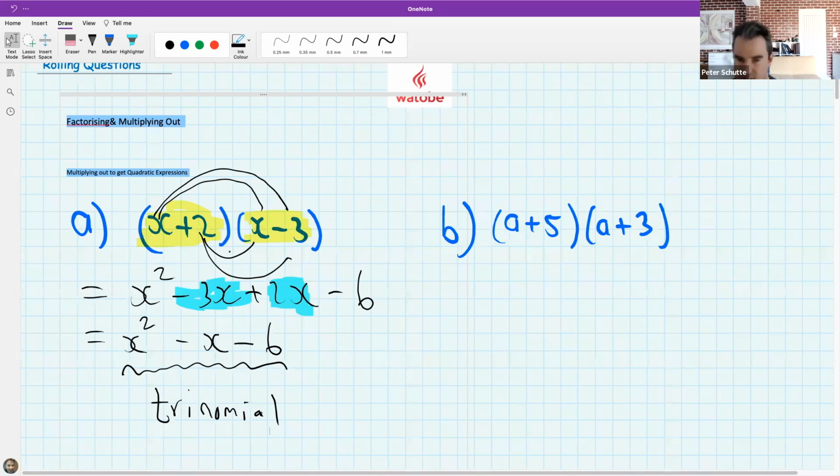Okay, fantastic. Then what I would like you to do is I would like everyone to try and do B. I want you to multiply that out and get me an expression from multiplying out those two binomials. And by binomials, we just mean things that have 2 terms. Off we go.